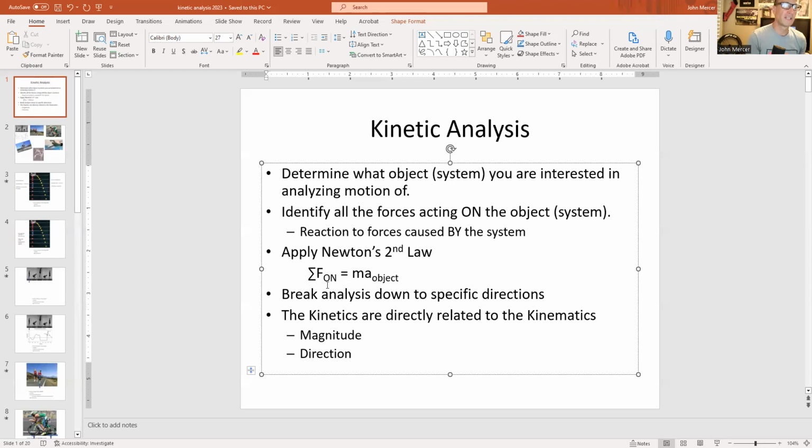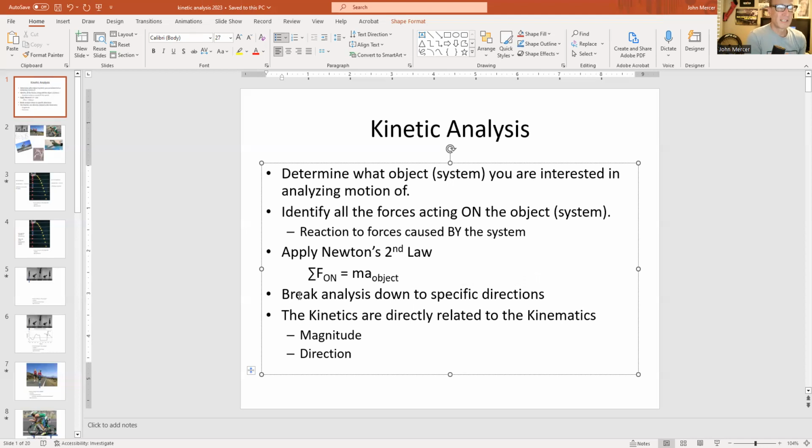Okay, then we're going to break the analysis down to specific directions. And what I mean by that is a horizontal direction, a vertical direction, or a medial lateral direction. We'll stay with those linear directions, descriptors of movement, for this as well. So we would add up all the forces acting on the object in the horizontal direction, all the forces acting on the object in the vertical direction, and add up all the forces acting on the object in the medial lateral direction. And we choose one of those. Typically, we'll do one at a time.